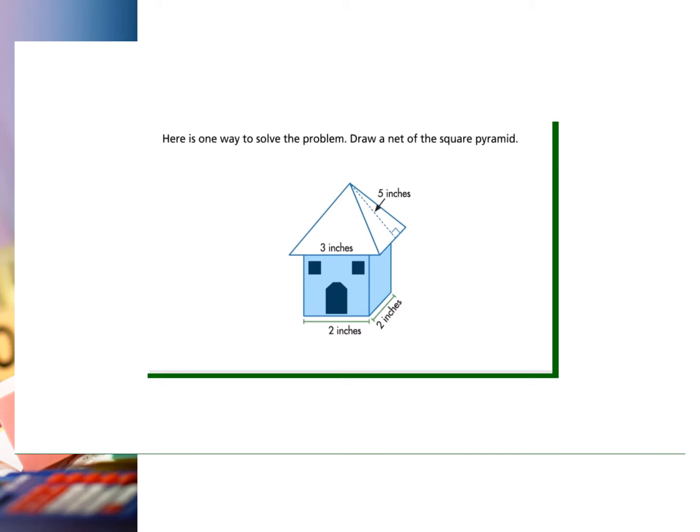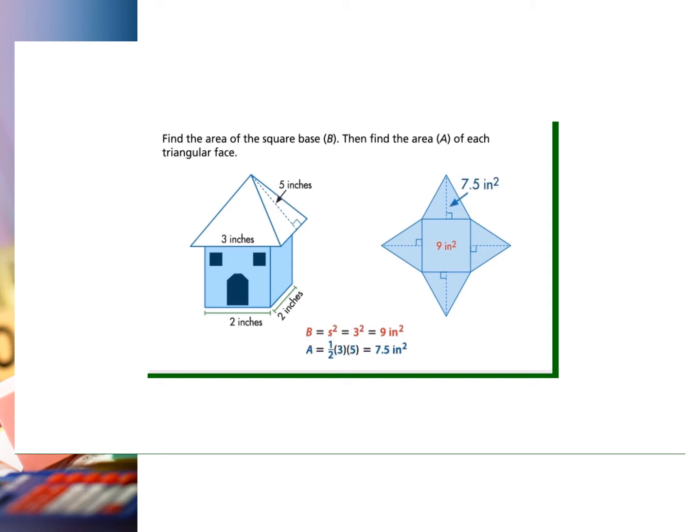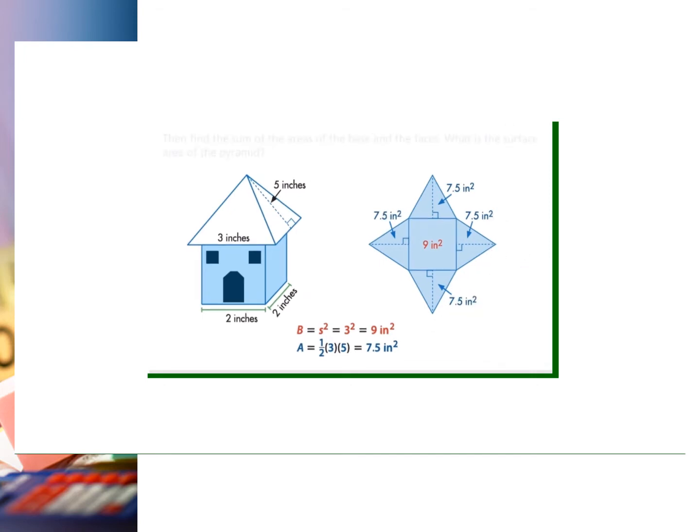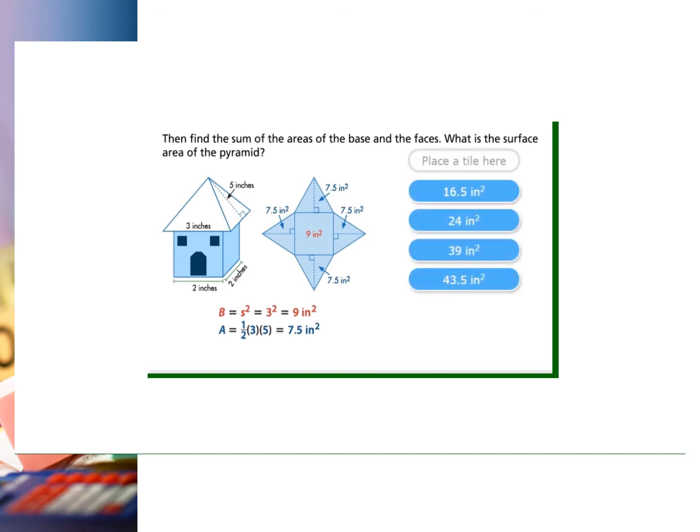Here is one way to solve the problem. Draw a net of the square pyramid. Find the area of the square base, B. Then find the area, A, of each triangular face. Then find the sum of the areas of the base and the faces. What is the surface area of the pyramid? Select your answer.